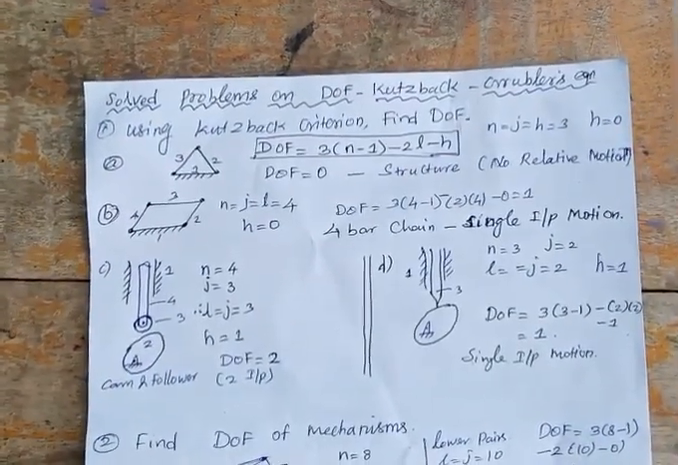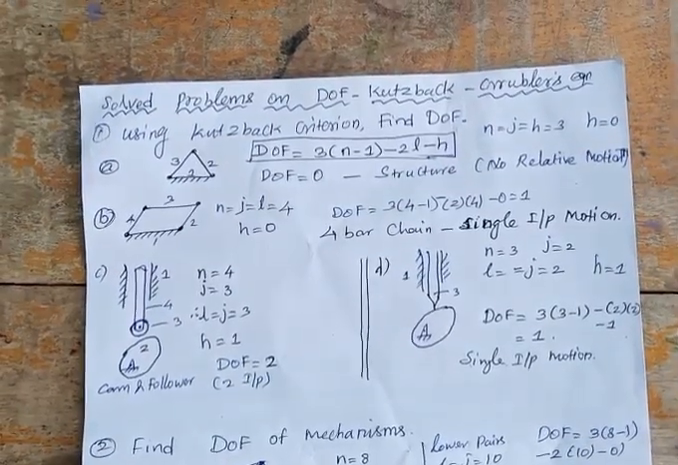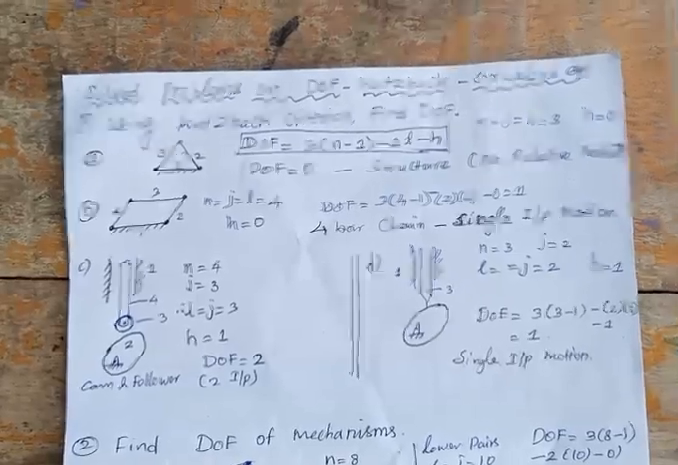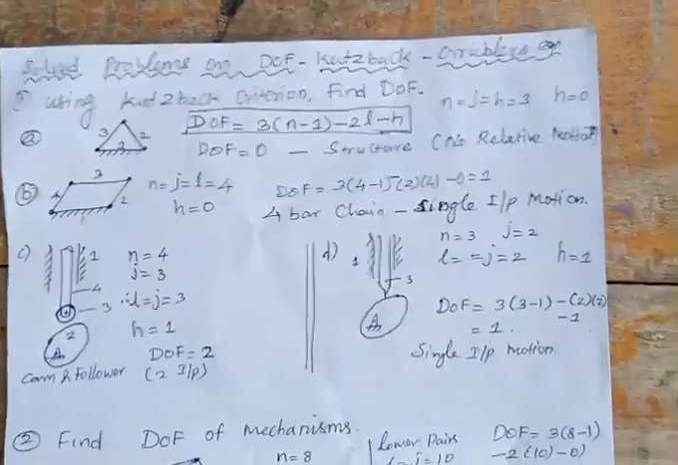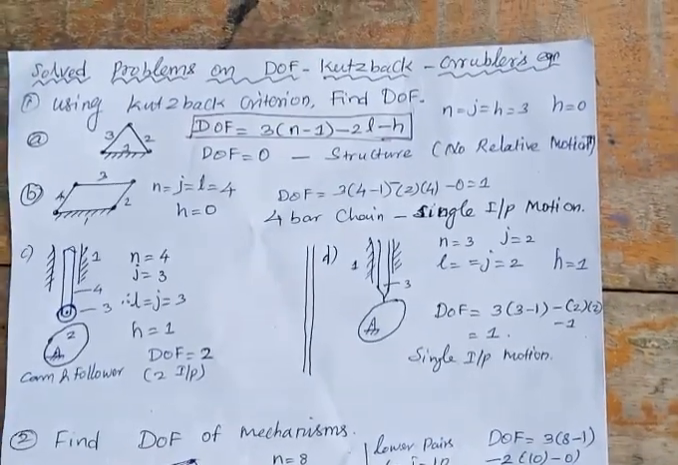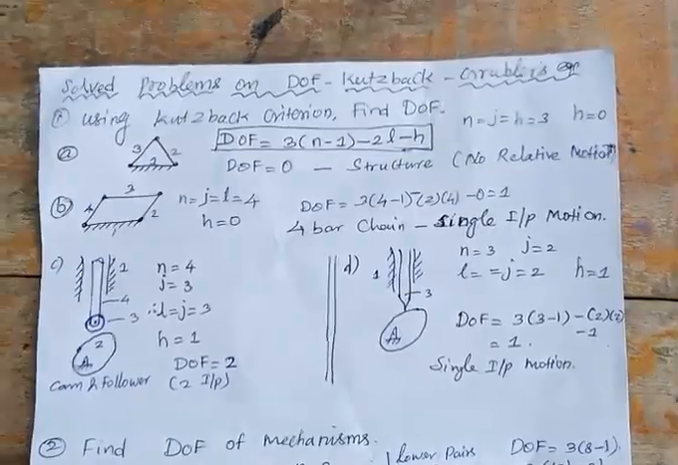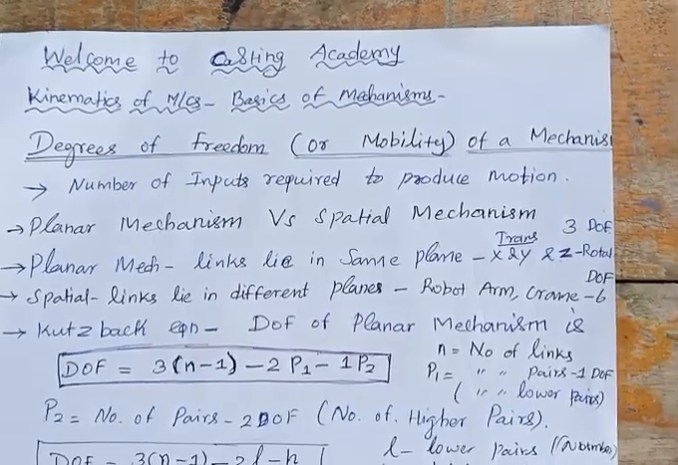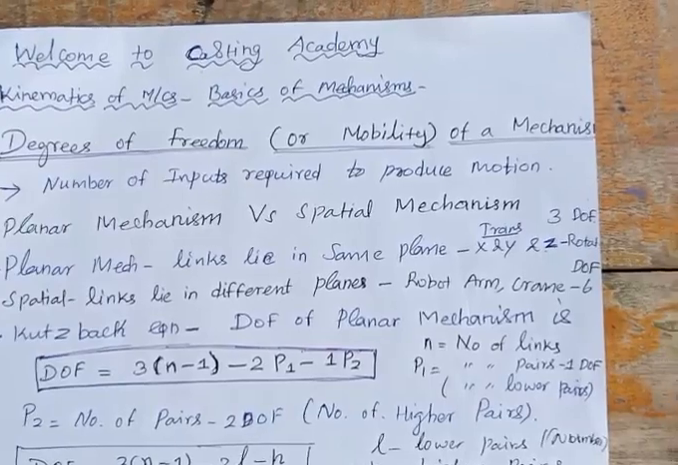In the previous chapter, we discussed simple formulas about mechanisms, the Kutzbach criterion and Grubler's criterion, degrees of freedom, etc. In this chapter, which continues from that one, let us recall the last formula. Our topic is kinematics of machines, basic mechanisms and degrees of freedom.